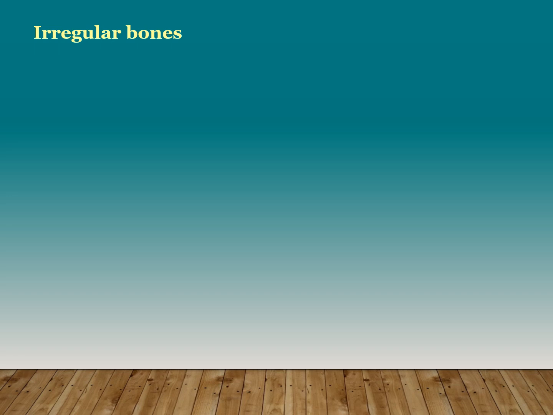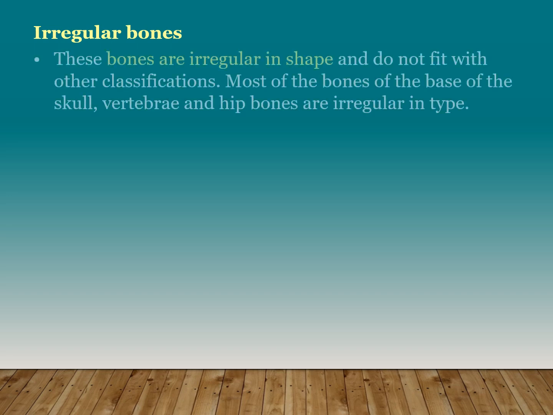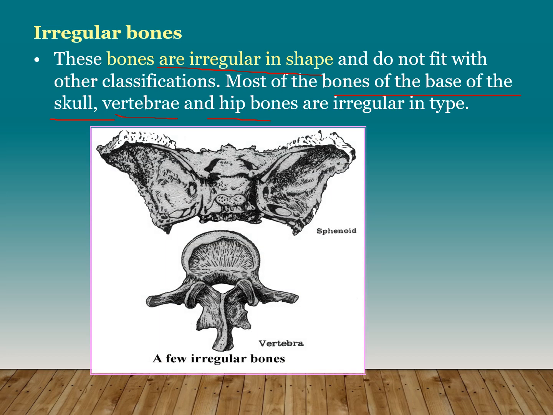What are irregular bones? Irregular bones have an irregular shape. Most of the bones in the base of the skull, the vertebra, and the hip bones are irregular bones. This is the vertebra. In the base of the skull, this bone is the sphenoid. They are all irregular bones.